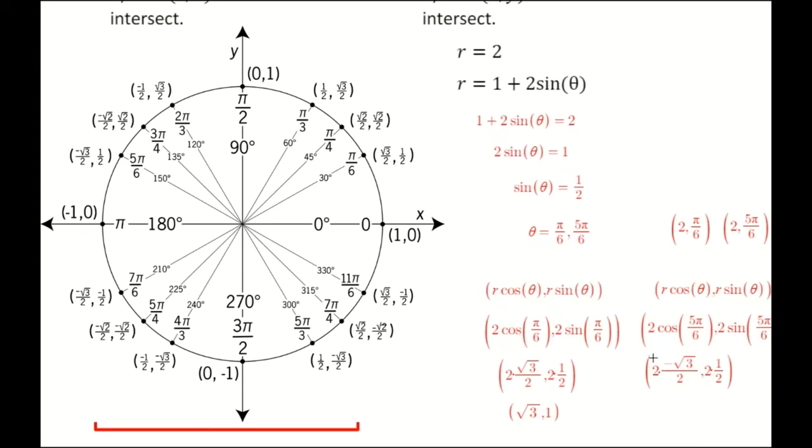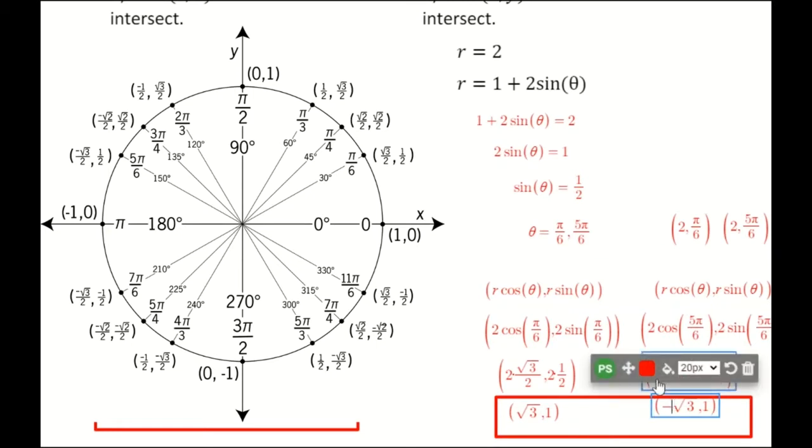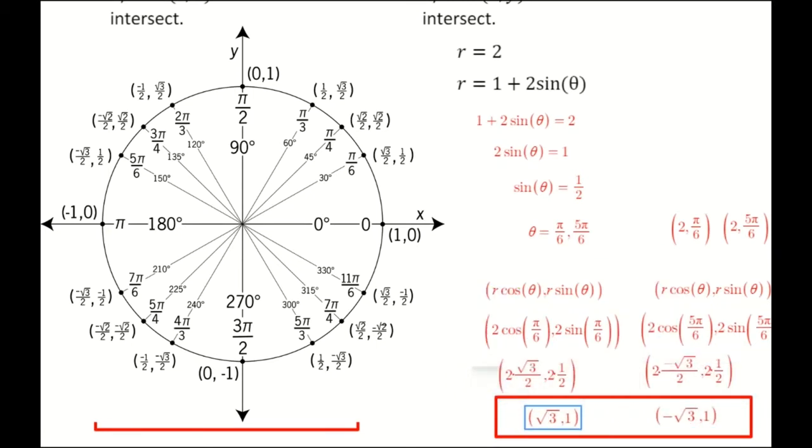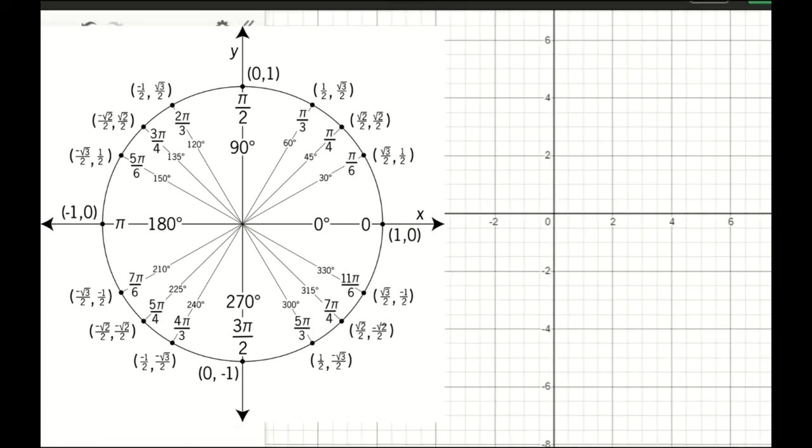All right, so now we're going to multiply that out, and we're going to get a very similar point here. We are going to get negative root 3, comma 1. So those are my 2 intersection points. Now let's look in Desmos and double check this. I'm pretty sure we're good, but it doesn't hurt to double check our work here. So I'm going to go over to Desmos and plot these out.